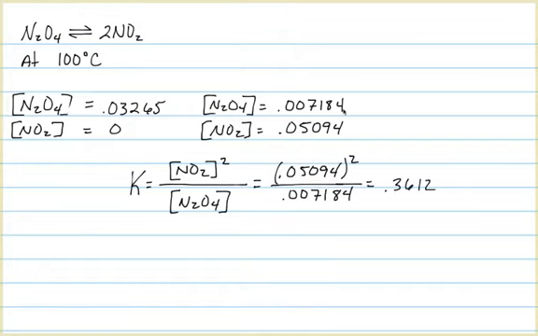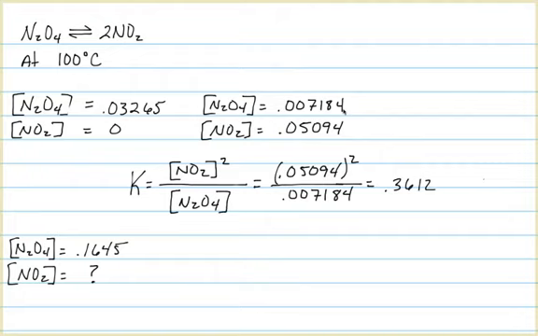Plugging our values in, we get a value for K of 0.3612. Since this reaction was run at 100 degrees Celsius, any equilibrium established when dinitrogen tetroxide reacts to form nitrogen dioxide will have an equilibrium constant of 0.3612. So no matter what combination we begin with, of either reactant or product, or a combination of both, the reaction will run so that the equilibrium values will equal 0.3612 when plugged into the equilibrium expression. We can use this to our advantage.